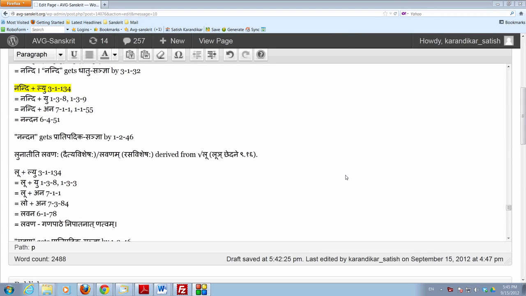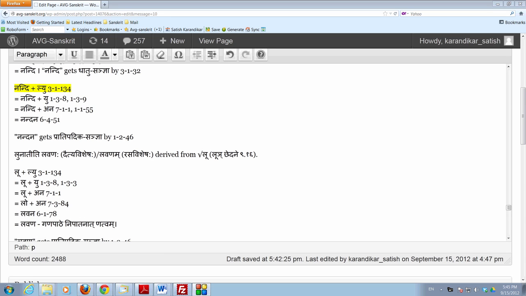Let us take one more example of this nandyadi ganaha. Let's take this form lunatiti lavanaha, atha lavanam. Similar idea. We take this dhatu lun chedane. This is not a causative form. It's derived directly from lun chedane. And so one who cuts through, one who, I guess, destroys, chops off. That is dhatu lun chedane.